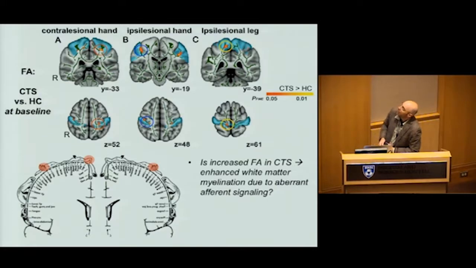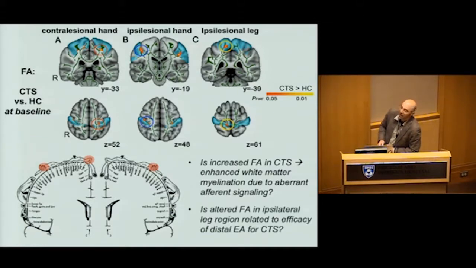So, is increased FA in CTS related to enhanced white matter myelination due to aberrant afferent signaling? There's a greater amount of afferents coming through from this area of the body, from the hand, and it's diffuse, and is this then changing the myelination patterns of the white matter fibers that are leading to this part of the brain? And is altered fractional anisotropy in the ipsilateral leg region related to the efficacy of distal EA for carpal tunnel syndrome?